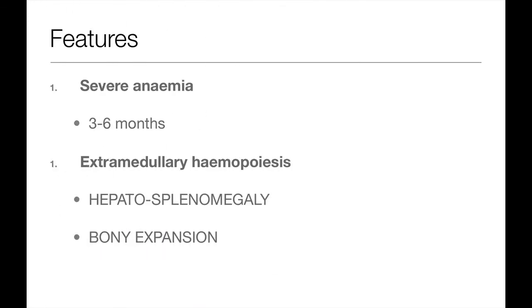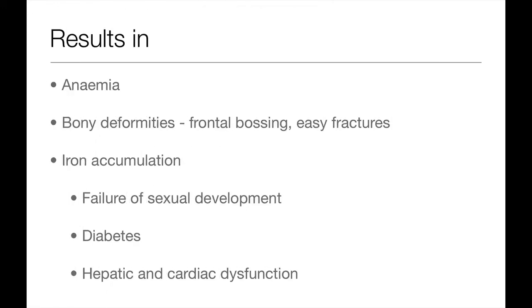In terms of features, we see a severe anemia in thalassaemia major that's often displayed very early in life. We also see evidence of extramedullary hematopoiesis, both in the liver and the spleen, and also within the bones themselves, which leads to bony expansion. This can result in a number of features that are characteristic of this condition. So, of course, you get the anemia. You can also get bony deformities because of this extramedullary hematopoiesis. You get frontal bossing, and bones that are malleable and prone to fracture.